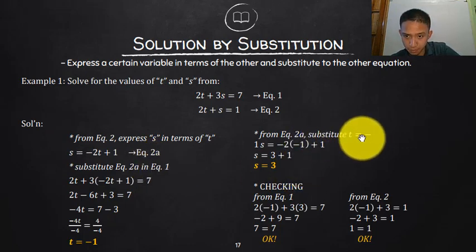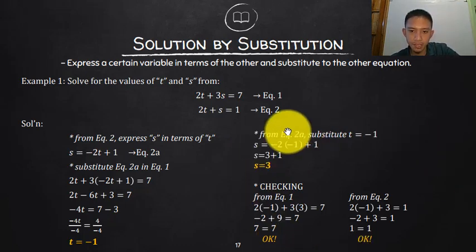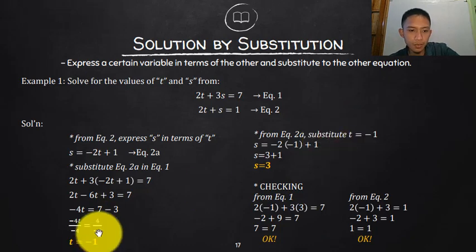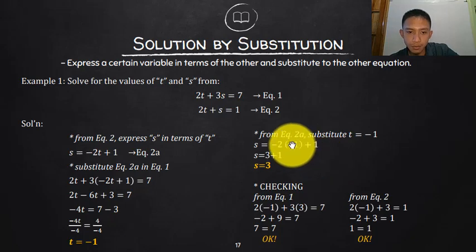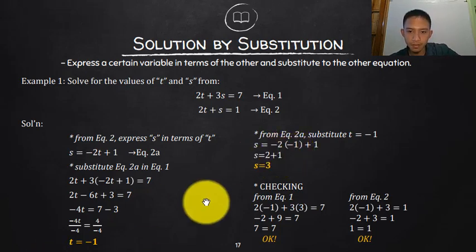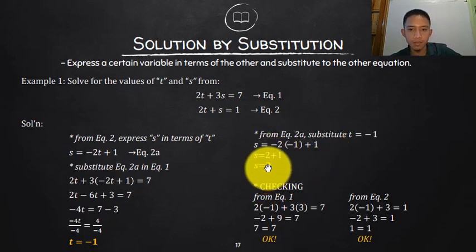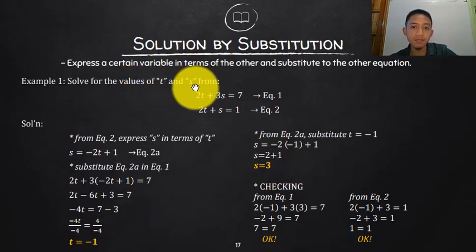So if I use equation 2a, it is rearranged again. Substitute your t equals negative 1. Since you already know that, substitute it, so t will just become negative 1. Manipulating this, negative 2 times negative 1 will be positive 2, plus 1 will be positive 3. So we already know your values of t and s, but that is not enough.